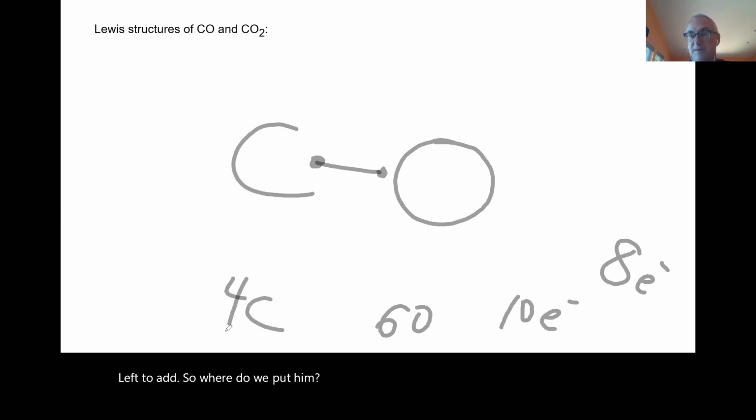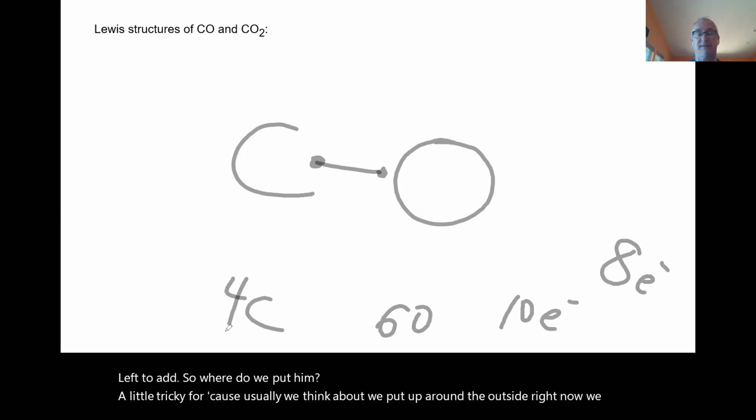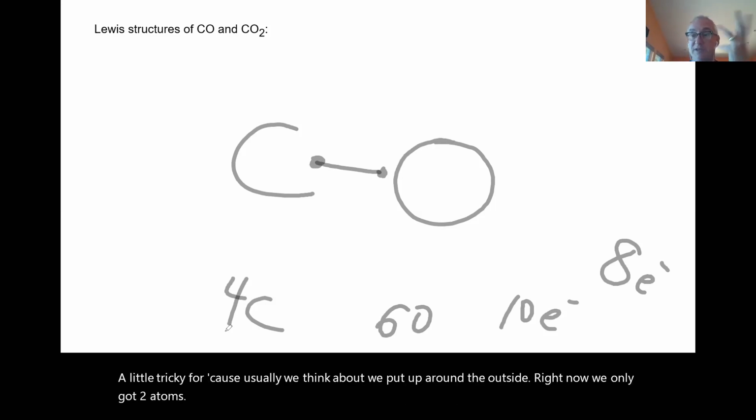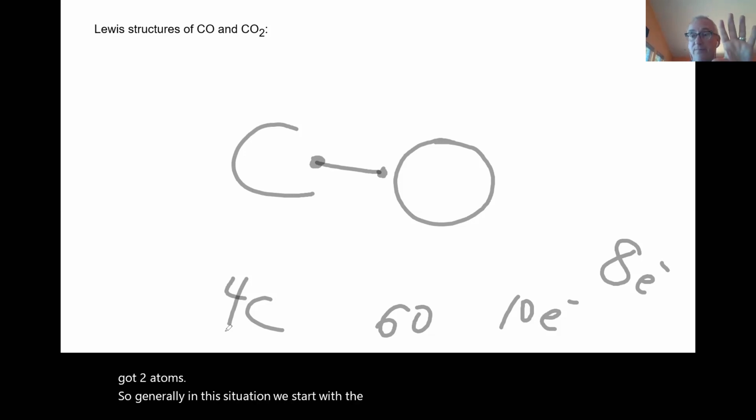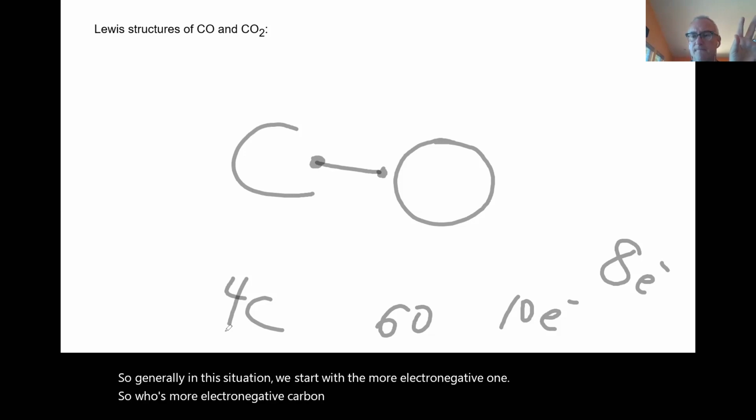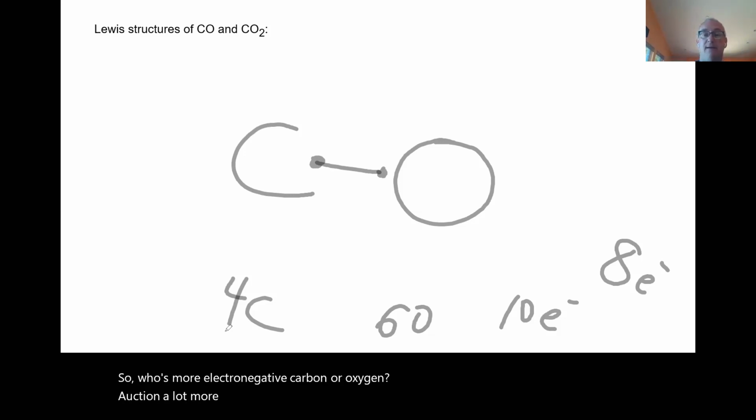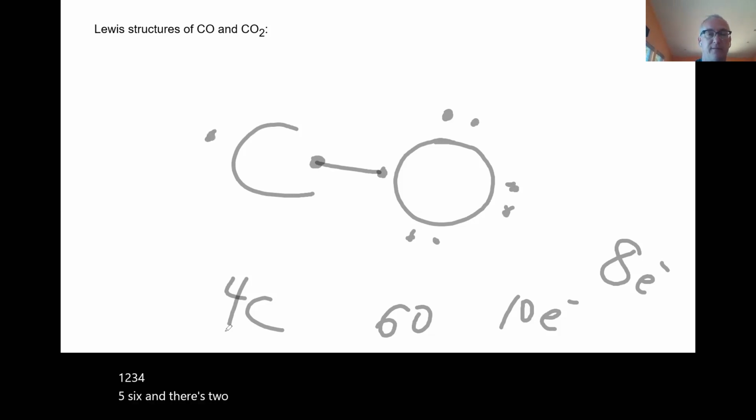It's a little tricky because usually we think we'll put them around the outside, right? Well, we only got 2 atoms. So generally in this situation, we start with the more electronegative one. So who's more electronegative, carbon or oxygen? Oxygen, a lot more electronegative. So let's start there. So 1, 2, 3, 4, 5, 6, and there's 2 left, 7, 8.